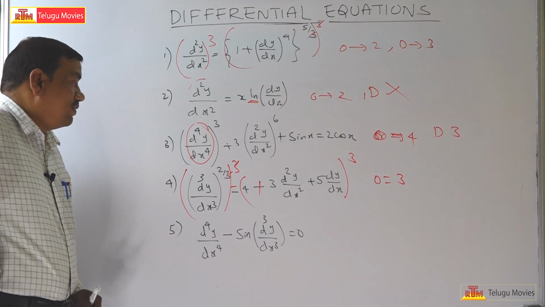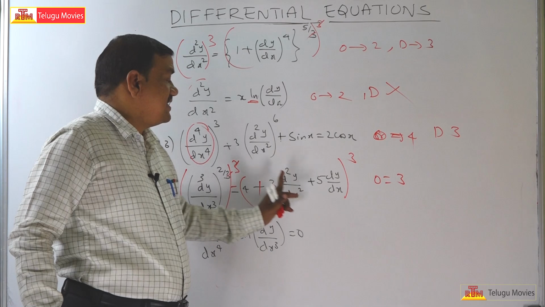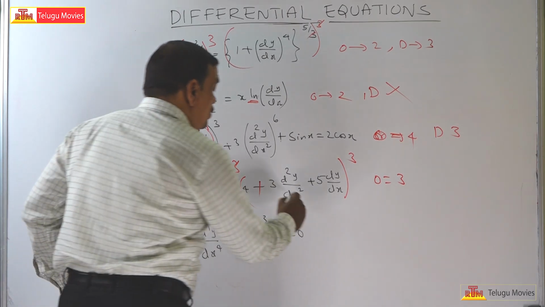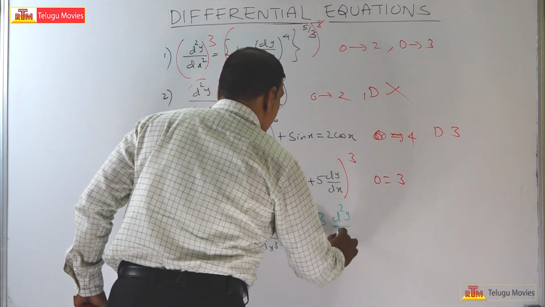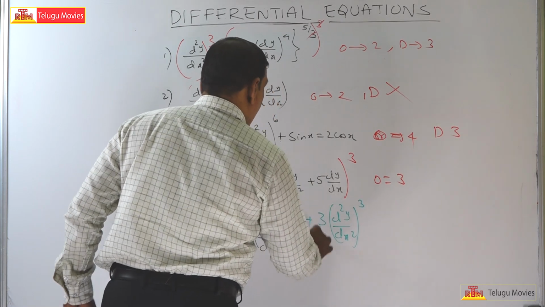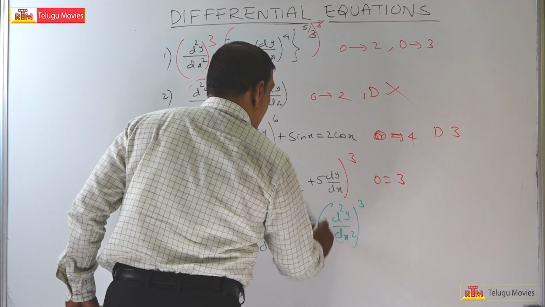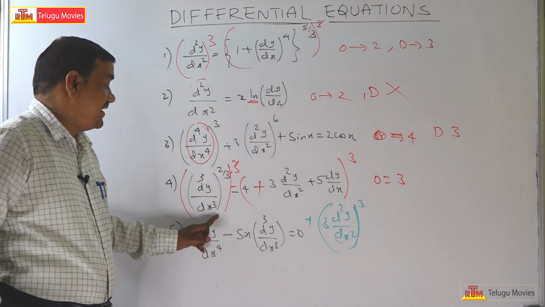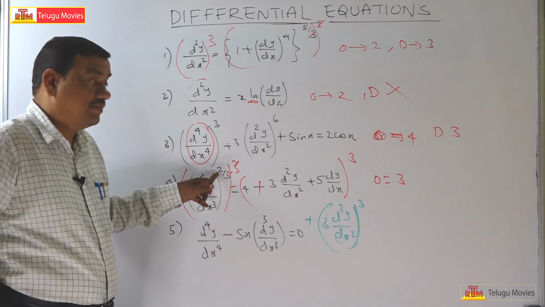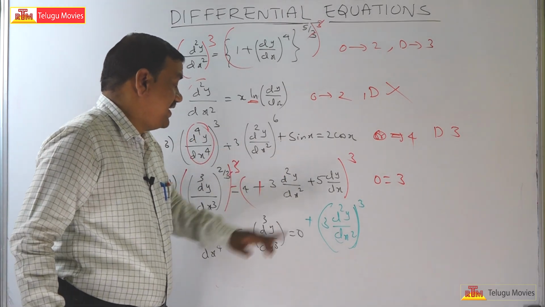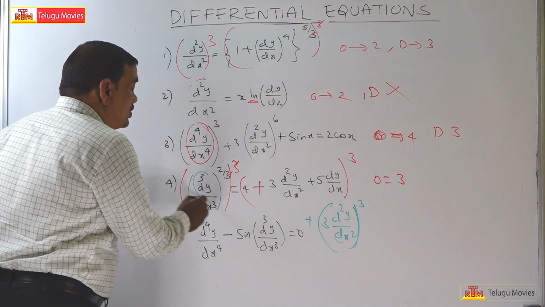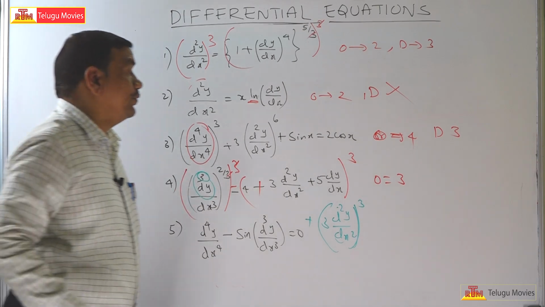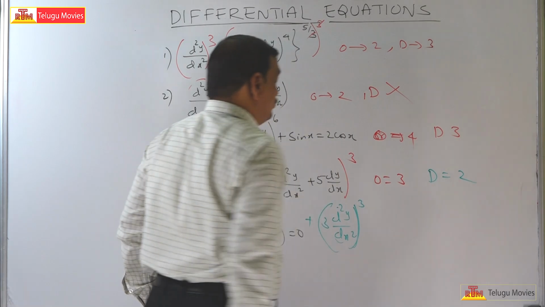So, try to understand here. One more very interesting thing here: a plus b plus c whole cube will be there. Whatever that may be, you will get something like 3 into (d square y by dx square) whole cube. Be careful here. And this is (d cube y by dx cube) whole square. Here also you are getting (d square y by dx square) whole cube like that. Which is the highest power here? 3, not 2, no? 3 only. So for that, what is the degree? 2. That is why the degree is equal to 2.